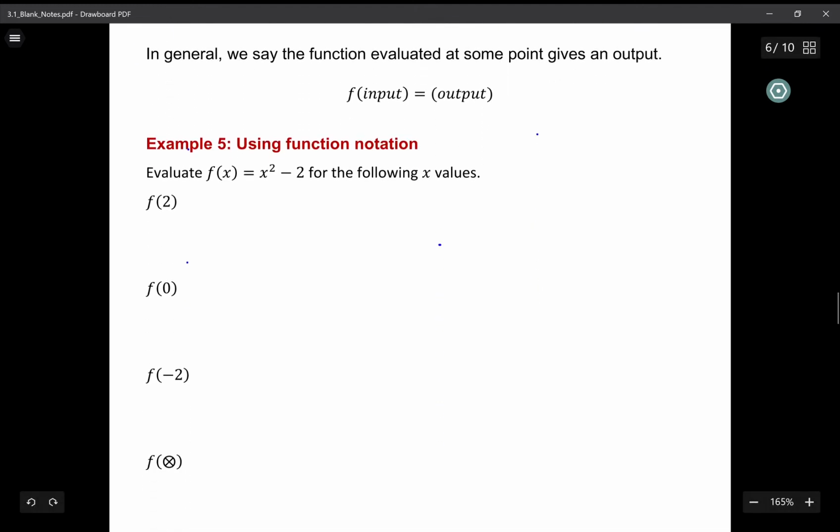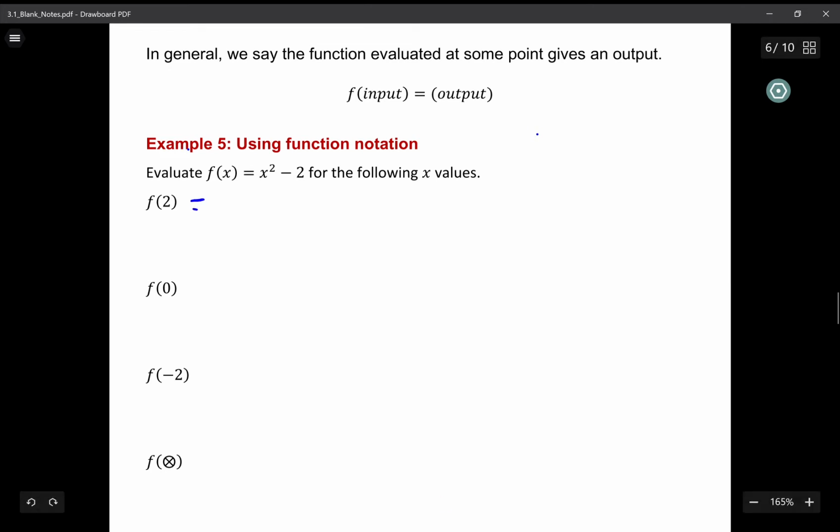So here is our example that we're going to use function notation with. All right, so we have a function f of x equals x squared minus 2, and we're going to evaluate the following values of x. So the first one is f of 2. A function is just a rule that tells you how to manipulate a variable. f of x equals x squared minus 2 tells me that whatever my x is, I want to square it and subtract 2. That's what that rule is telling me.